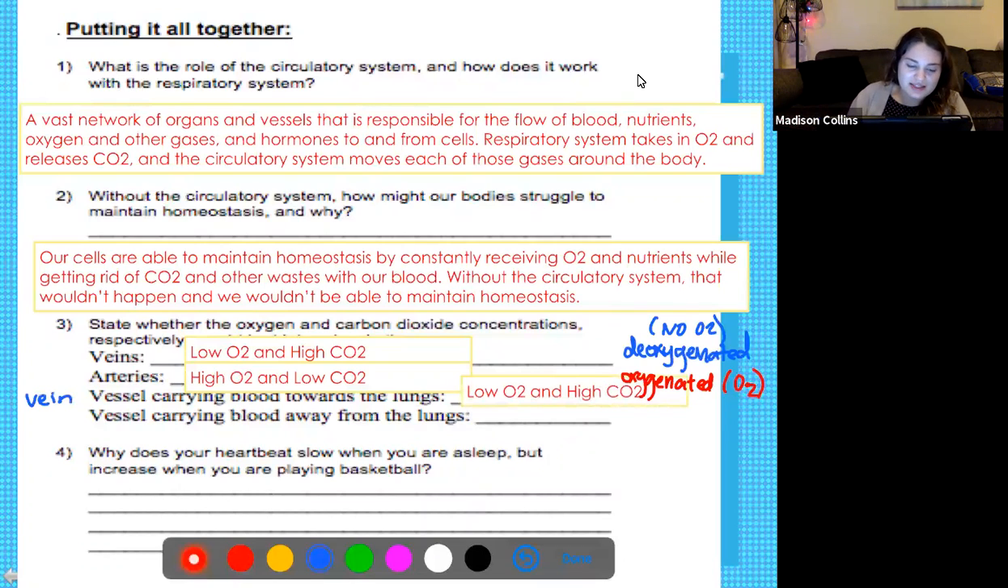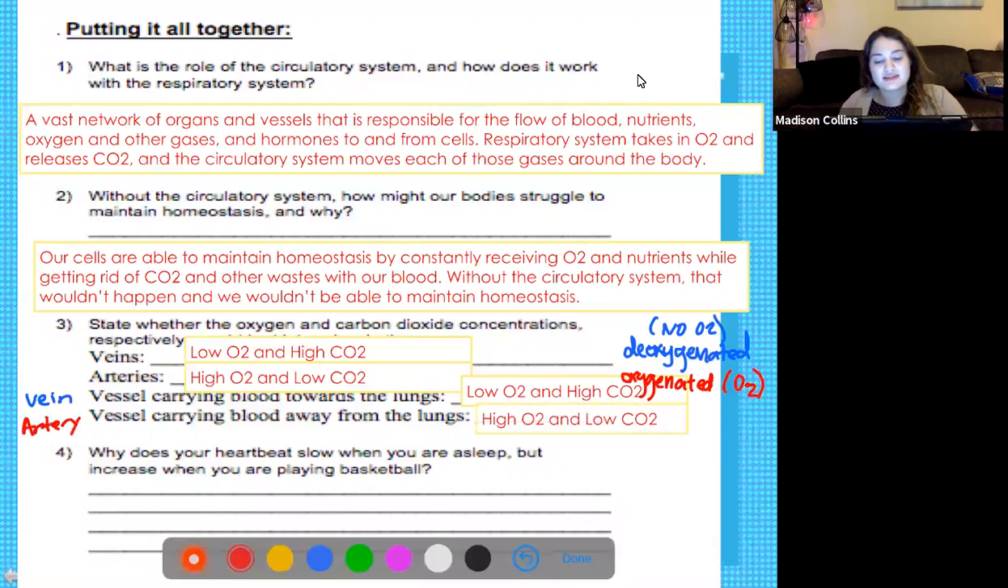Now, the opposite here, if a vessel is carrying blood away from the lungs, that means that it is leaving the lungs. It's already picked up what it needs, and what it needs is oxygen. So because of that, this is going to be an artery. And that means that it is carrying blood that is high in oxygen and low in CO2.